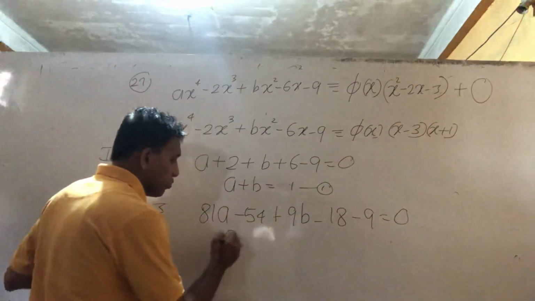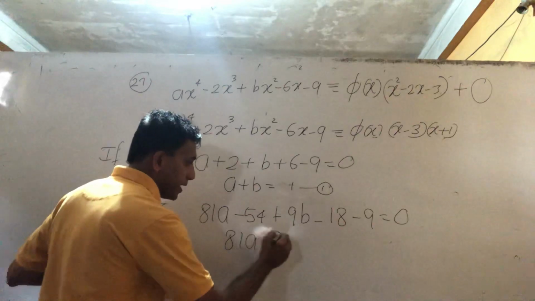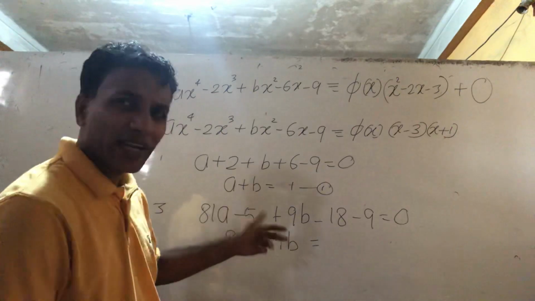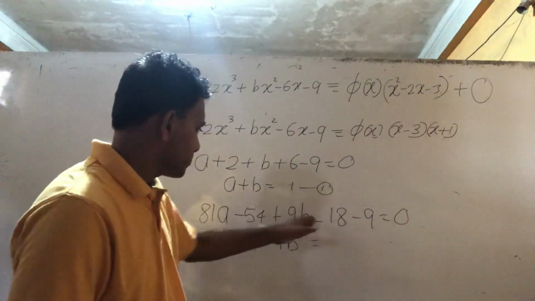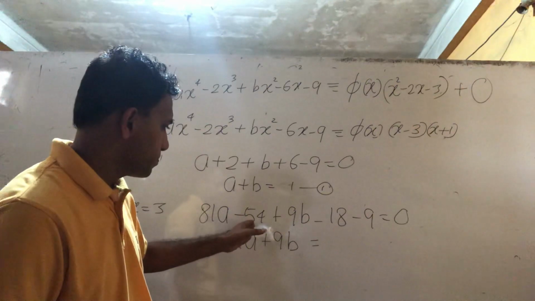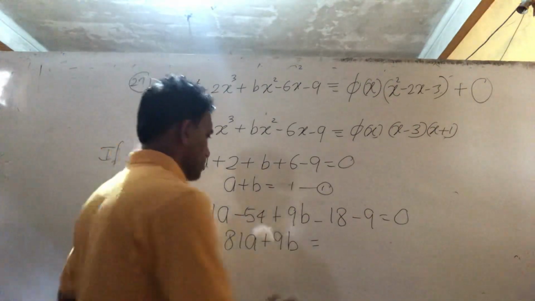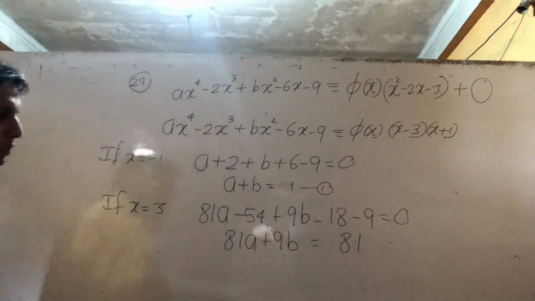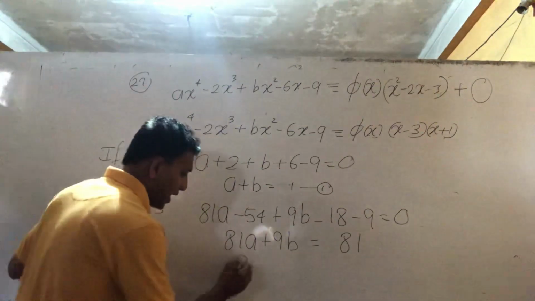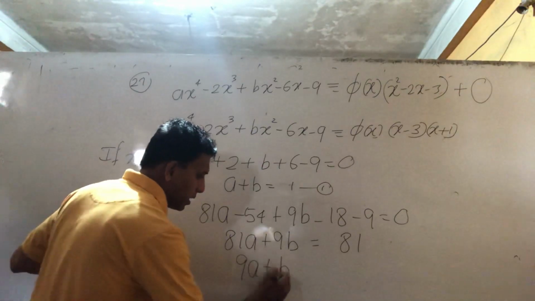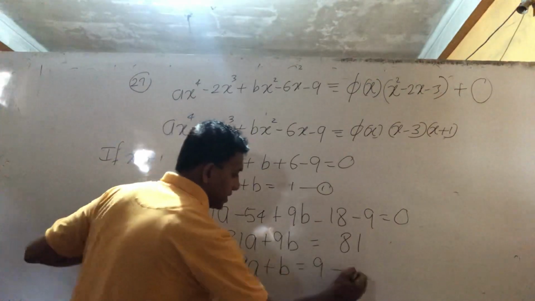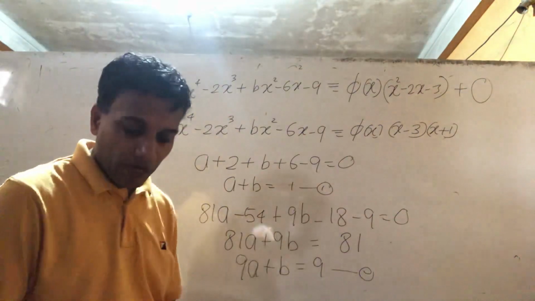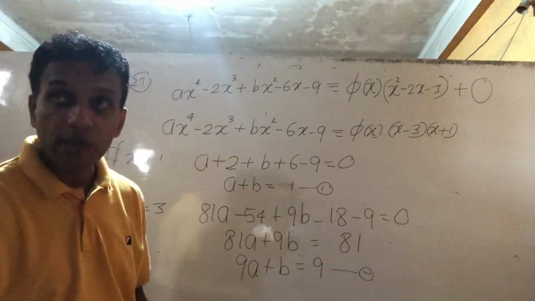So 81a plus 9b equals what? All are factors of 9 here, so you can divide by 9. 9a plus b equals 9. This is your second equation. I hope you can solve it afterwards, simplify and find the a and b values.